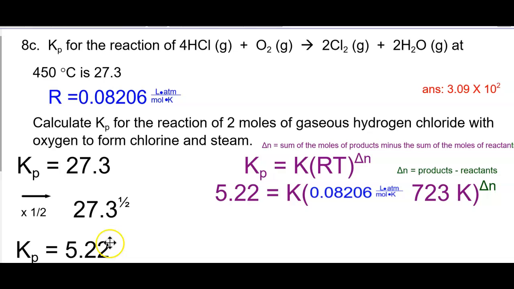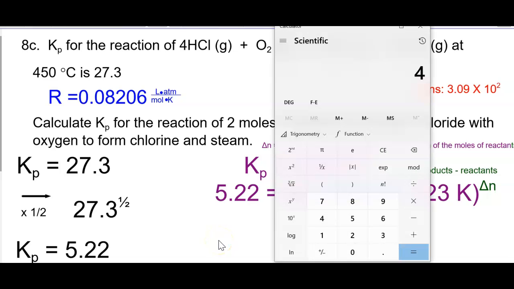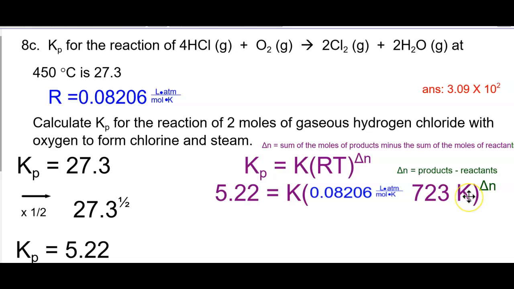Okay, so we're going to plug in our Kp of 522. That goes where Kp is. We're looking for K. We know this is our given ideal gas law constant. We're going to take 450 and convert it into Kelvin by adding 273 to it. So if I take 450 plus 273.16, I get 723.16, or 723 with sig figs, Kelvin.